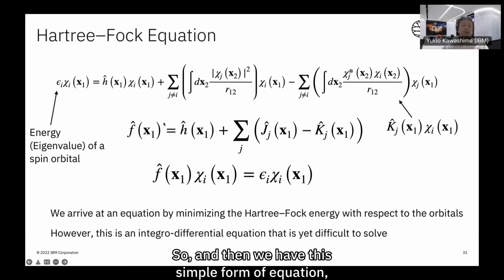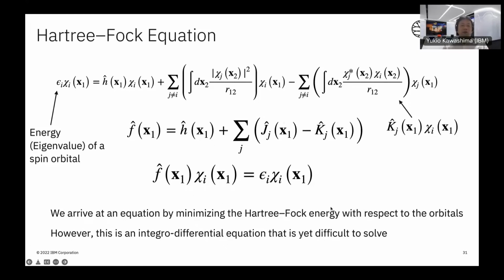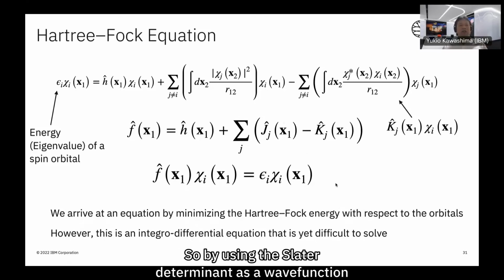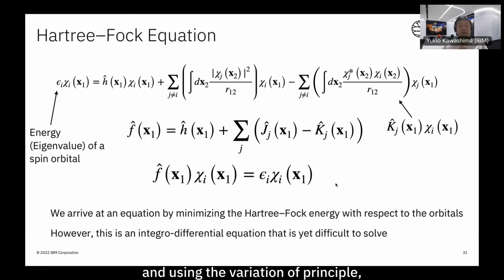And then we have this simple form of equation, which we saw in the mean field approximation slide. So by using the Slater determinant as a wave function and using the variational principle, we arrive at an equation just the same as we saw in the mean field approximation. So we're indirectly introducing the mean field approximation here.